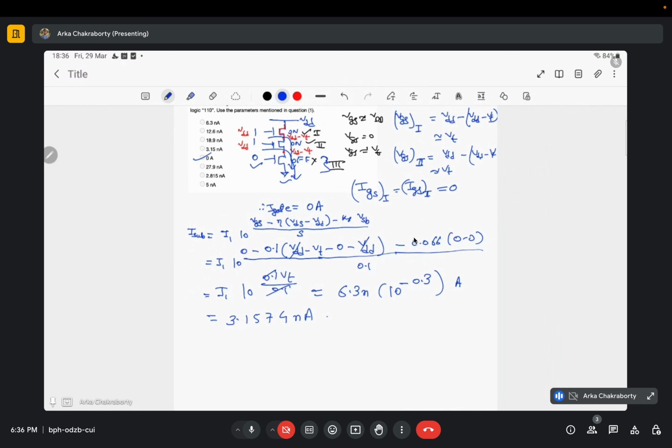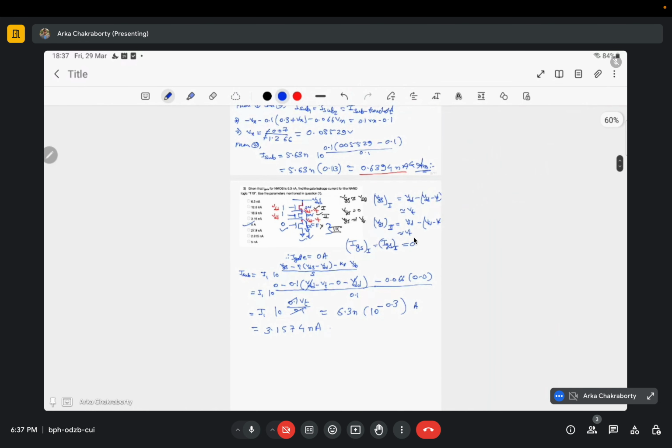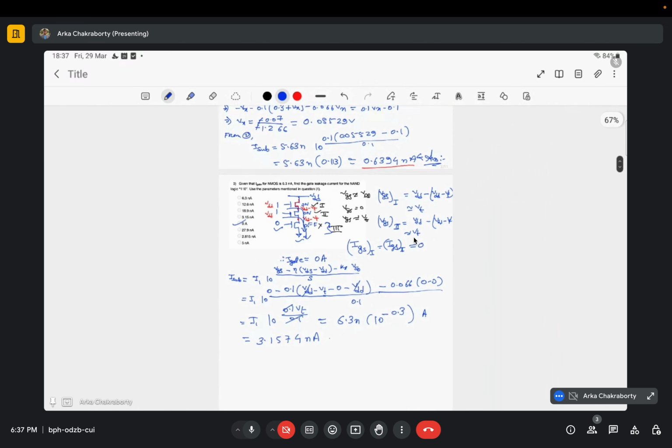Clear? I subthreshold has not been asked, but I have found it so that you can understand how, for any combination, you can find it. This is the answer if subthreshold current was asked. Clear?